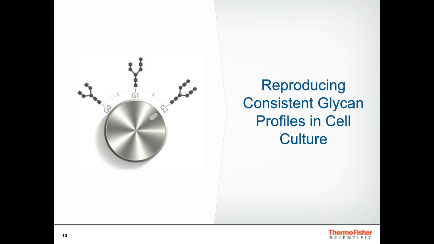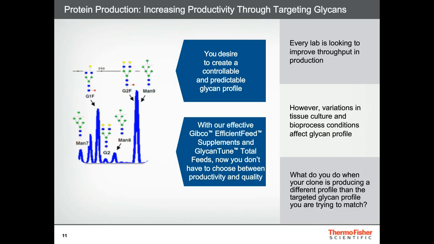Every lab is looking to improve production throughput while creating a controllable and predictable glycan profile. Predictable glycan profiles enable consistency from run to run. Proper characterization and specific targeting of glycosylation optimizes efficacy of the biotherapeutic. Gibco EfficientFeed supplements and GlycanTune total feeds make this possible without having to make a choice between productivity and quality.